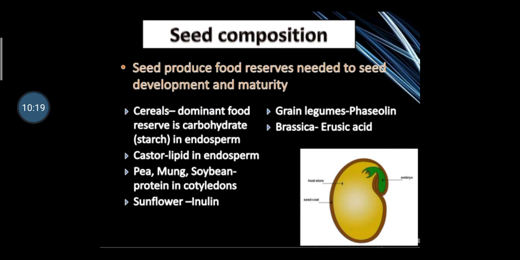In sunflower, the cotyledon contains inulin, in grain legumes the cotyledon contains fasolin, and in brassica the cotyledon contains erucic acids. So different seeds have different compositions.